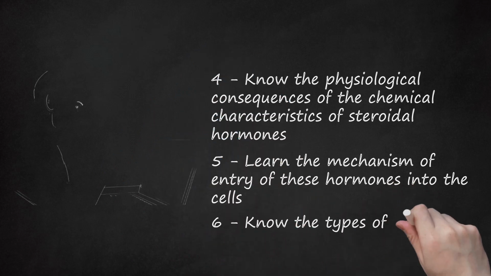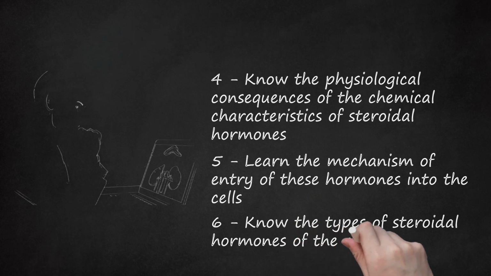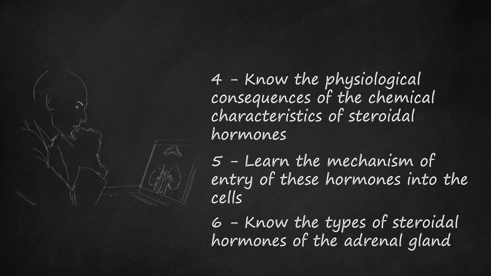6. Know the types of steroidal hormones of the adrenal gland. Androgens in the body are steroidal hormones that are precursors of the male and female sexual hormones testosterone and estrogen. Androgens of the adrenal gland are mostly important clinically in diseases of the adrenal cortex in females.